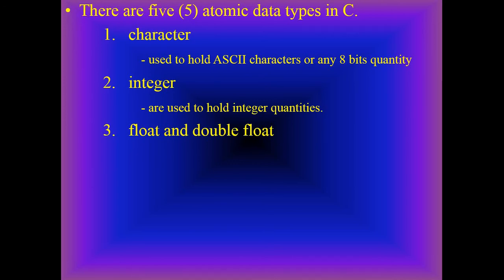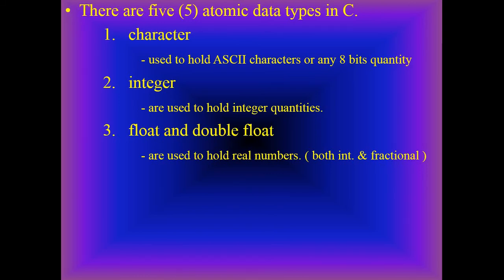Okay, so the third and the fourth ones are the float and the double float. So float and double float are used to hold real numbers, both integers and fractional. So this means that float and double float are data types used to hold numbers containing both whole numbers and decimal points. So if you're going to store a value that has a decimal point, you're going to use the float data type, or double float.